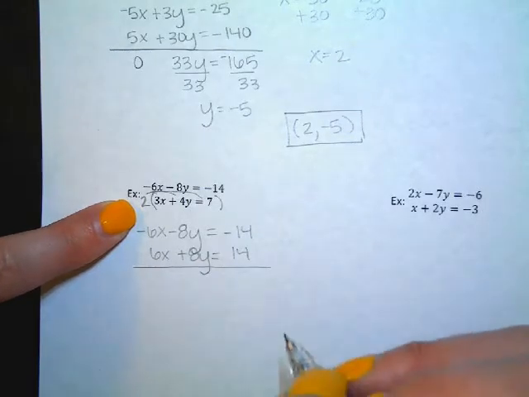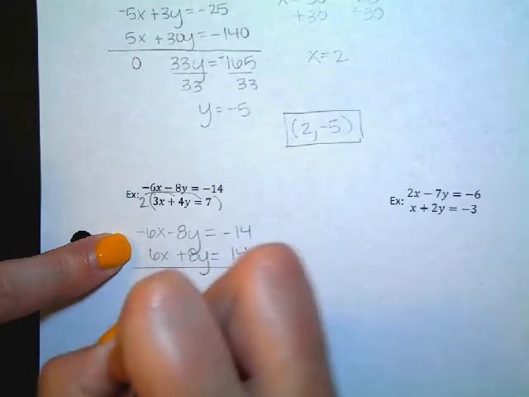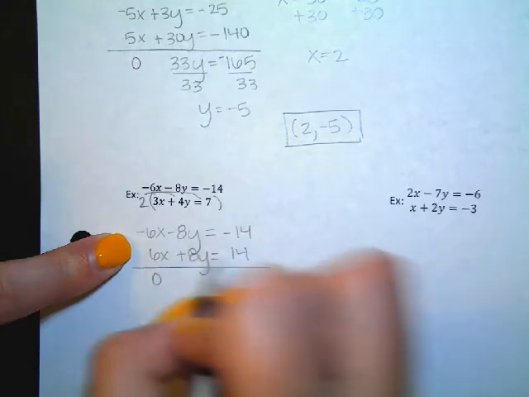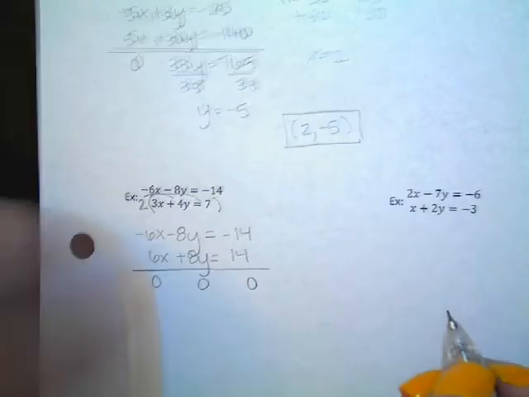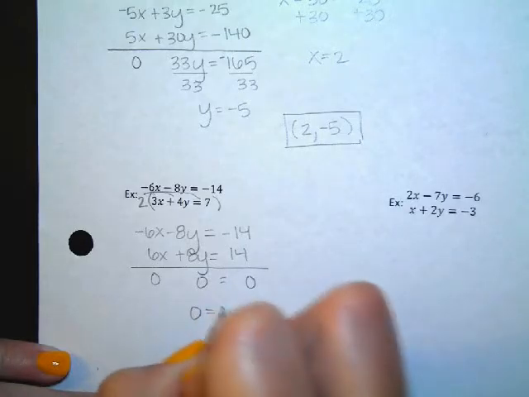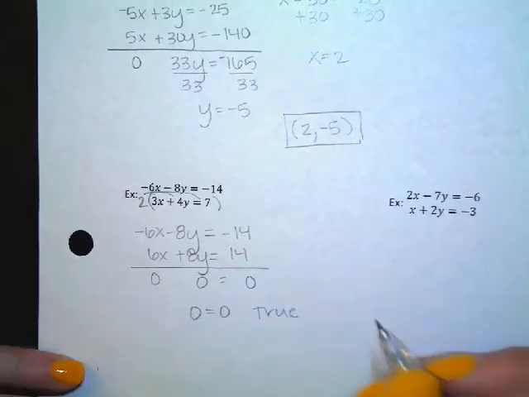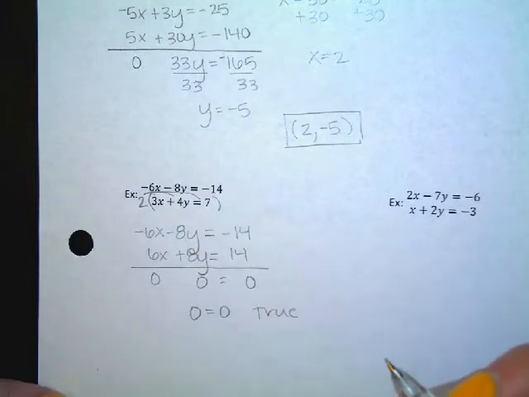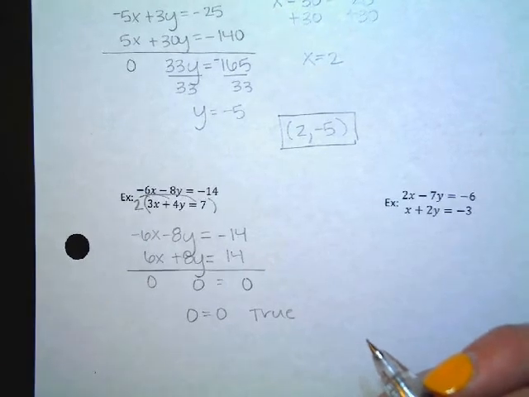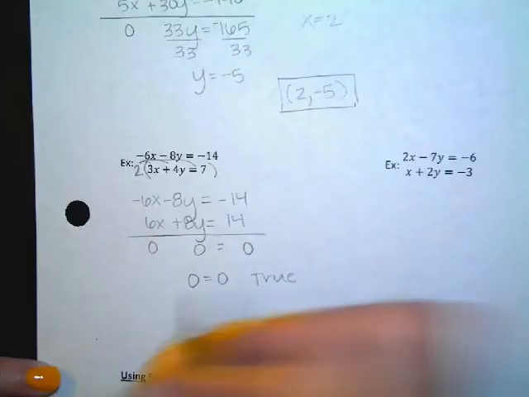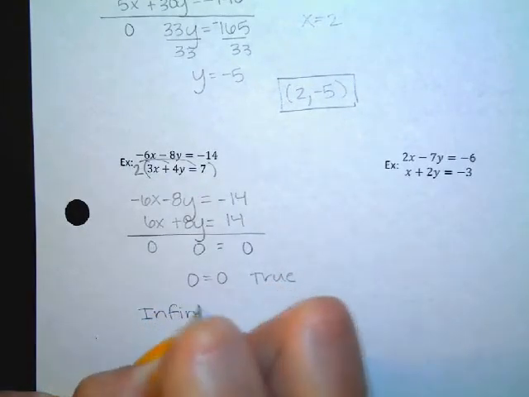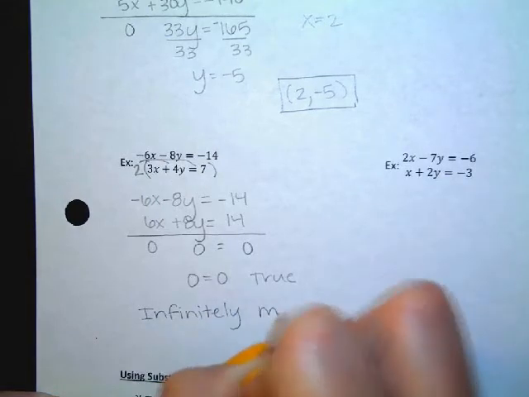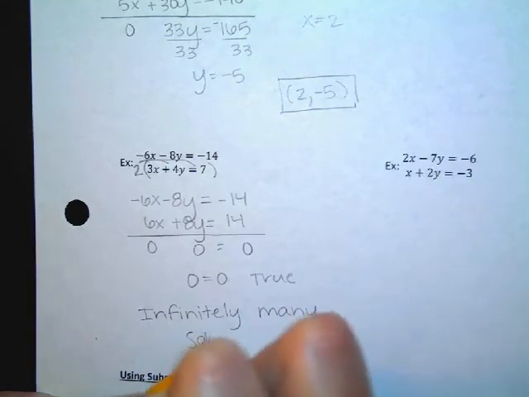and now we're going to add these up. So negative 6x and positive 6x, negative 8y and positive 8y, negative 14 and positive 14. And what we end up with is 0 equals 0, which is a true statement. What that means is that both of these lines are exactly the same. If I was to graph them, I'd be graphing one line on top of another. They'd be exactly identical. And so what we say for this is we say infinitely many solutions.